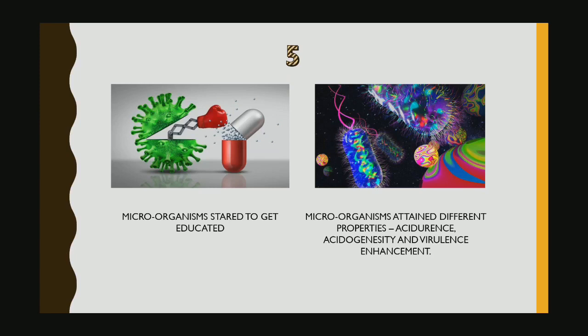Let us see an example with our prime microorganism, that is Streptococcus mutans. Streptococcus mutans generates a property of aciduricity, acidogenicity and virulence enhancement. What is aciduricity? The ability to withstand acid. What is acidogenicity? The ability to produce acid. What is virulence enhancement? So acids can kill a microorganism. Now, if there is acid in the oral cavity, this acid can kill the same microorganisms.